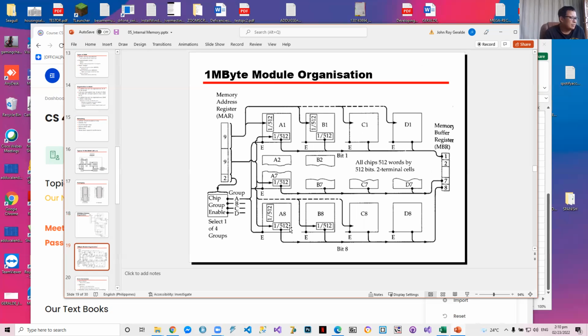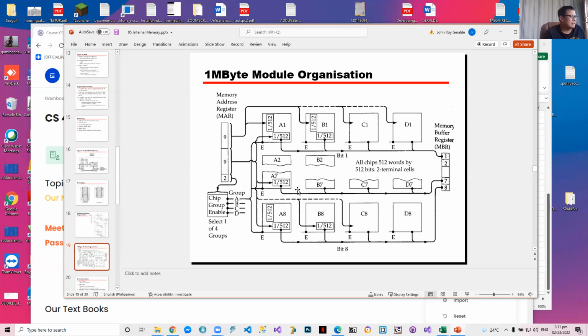Okay, 1 MB module organization. So that's why there are differences. If 1 MB is by 512, then for 256 you will have 5. So how many is this? 1 2 3 4 ... 8. You will have 8 of these.